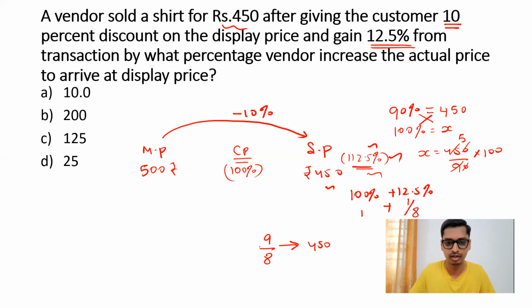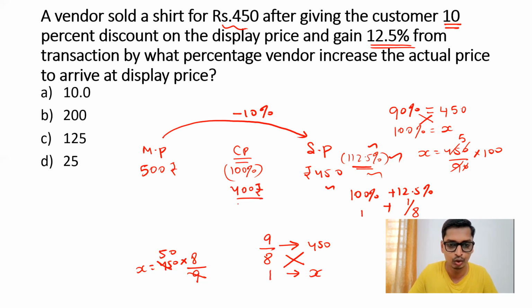Now you have to find the cost price. So what is cost price? 100%, right? So that 100% is equal to X. Now cross multiply, you get the answer. So X equal to 450 into 8 by 9. So if you cancel, you get 50 times 8, you get 400 rupees. So your cost price is 400 rupees and your market price is 500. From that market price, you give a discount of 10% and sell for 450. So from your cost price of 400 rupees, you are gaining 12.5% extra.